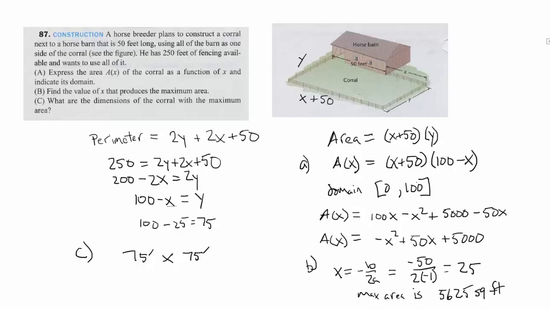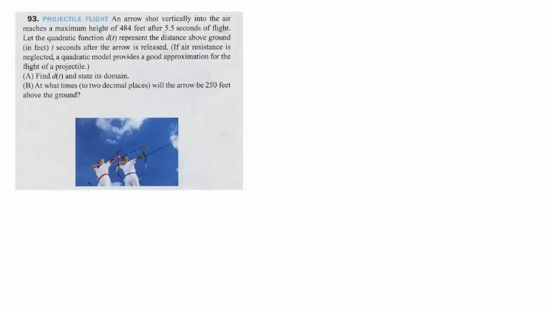In the next example, we have an arrow shot vertically into the air that reaches a maximum height of 484 feet after 5.5 seconds. So we know that one point on the trajectory is 5.5 and 484. And we're going to use this. And then it says let the quadratic function d of t represent the distance above the ground in feet, t seconds after the arrow is released. If air resistance is neglected, a quadratic model provides a good approximation for the flight of the projectile. A, find d of t and its domain.